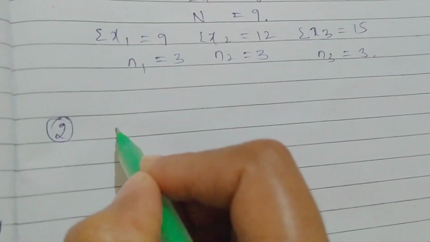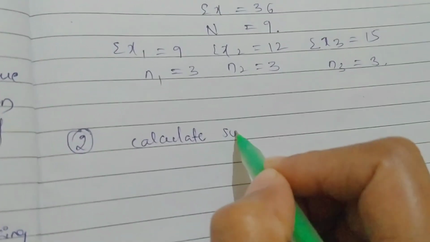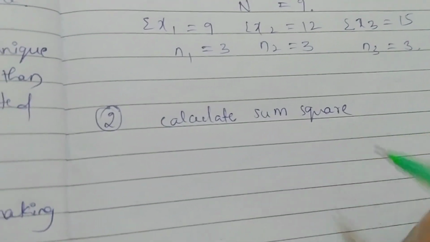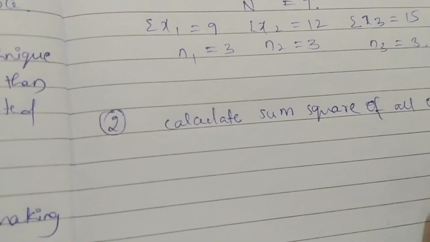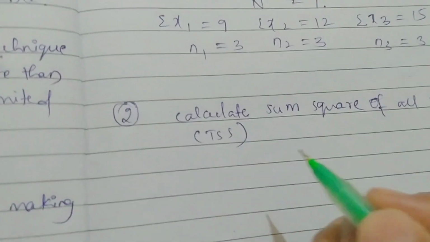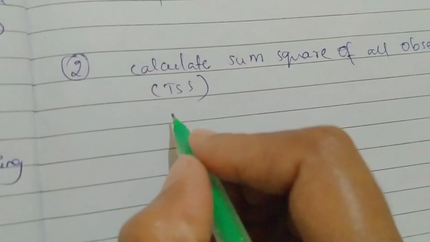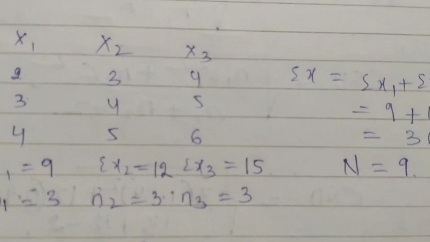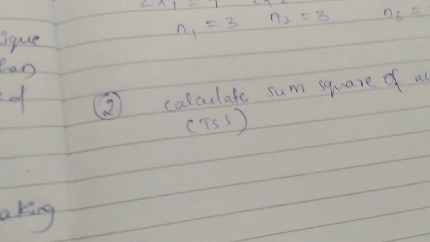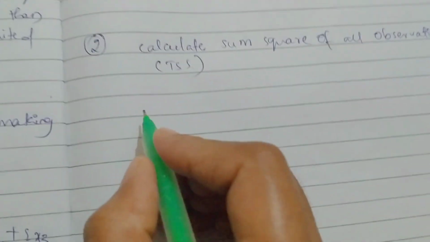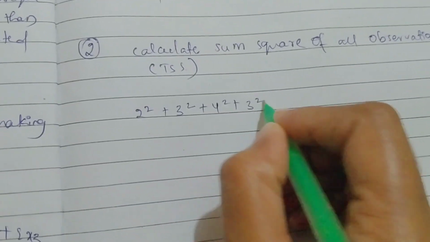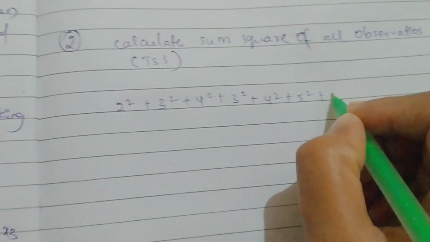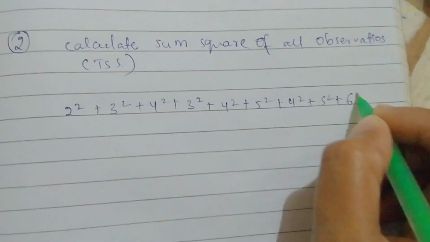Step 2: calculate the sum of squares, or total sum of squares, of all observations. We'll call it TSS, which is the total sum of squares. For all observations, our first observation is 2 square, plus 3 square, plus 4 square, again plus 3 square. Like this we have to write down all those values here. So we add all those squared values: firstly 2 square plus 3 square plus 4 square plus 3 square plus 4 square plus 5 square plus 4 square plus 5 square plus 6 square.